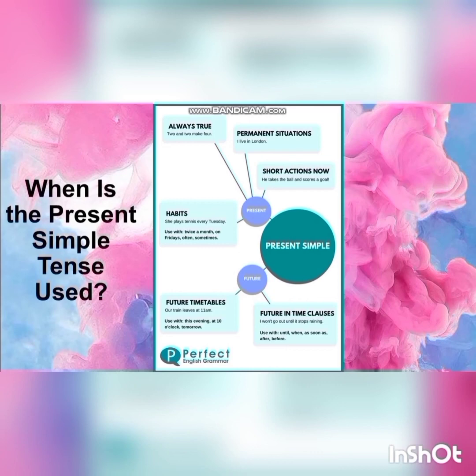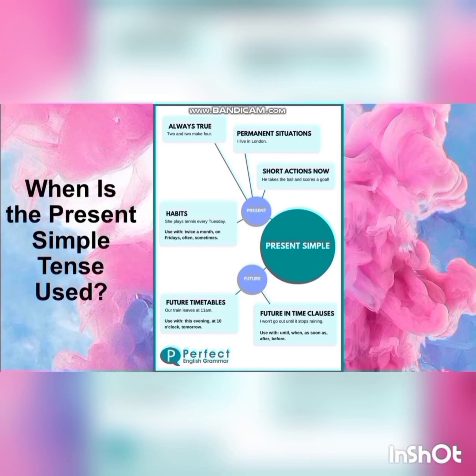Another instance where the present simple is used is in permanent situations, like I live in London or she works at a bakery. The last instance where the present simple is used is a very specific instance. It's with short actions, for example, when a commentator is describing what's going on in a basketball, soccer, football, or tennis game. For example, he takes the ball and scores a goal.